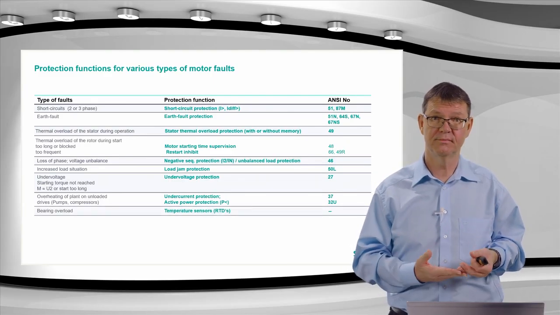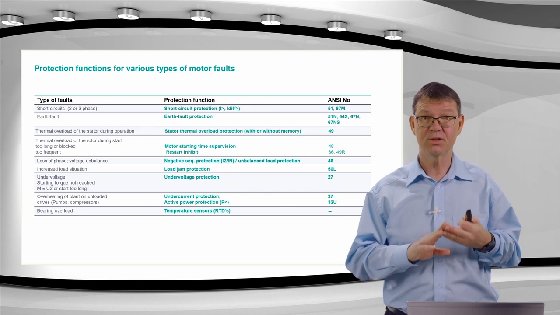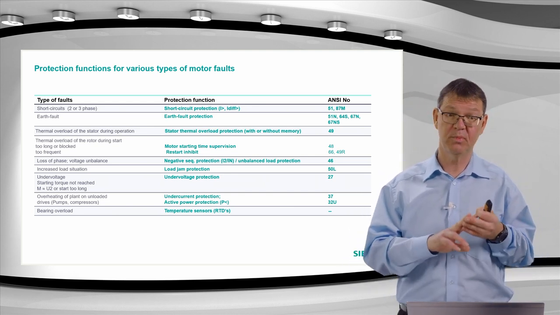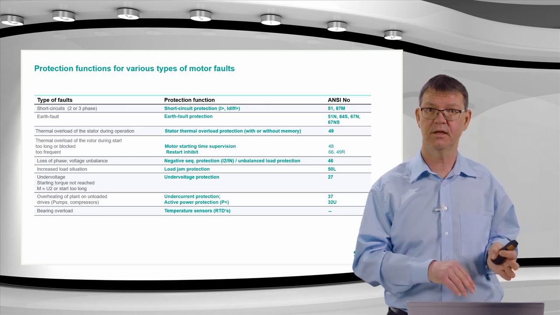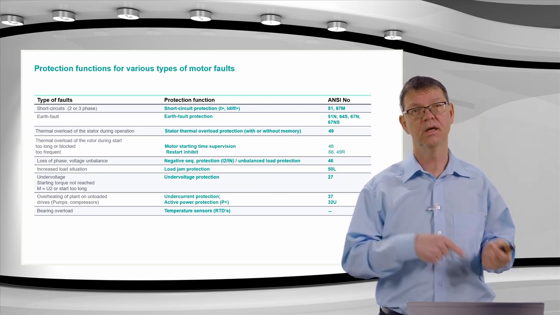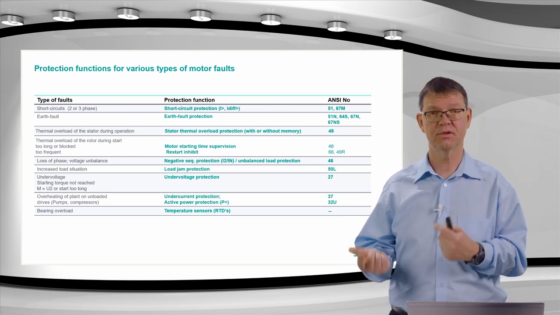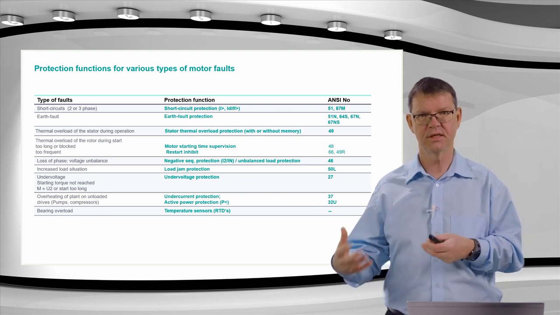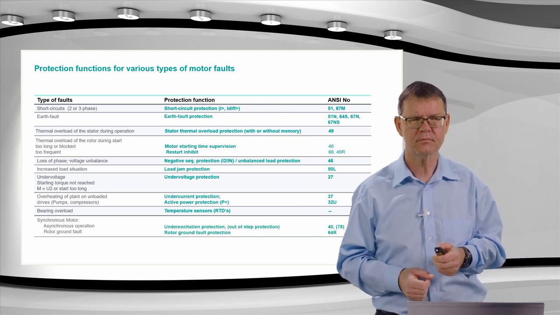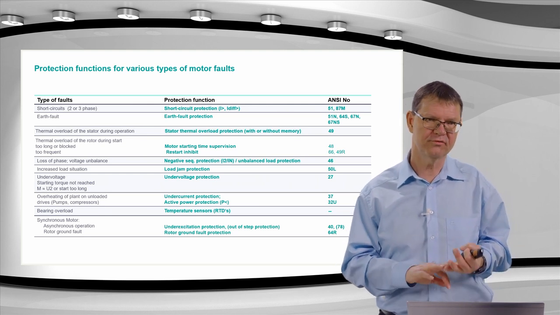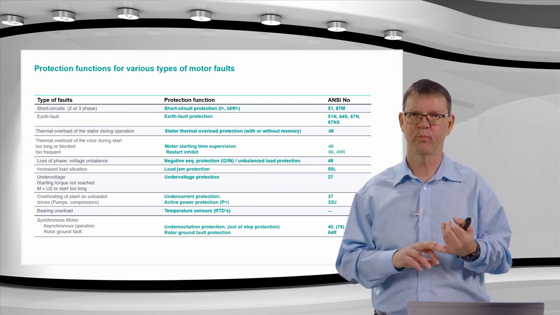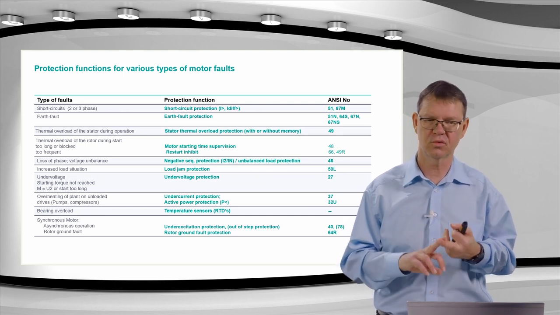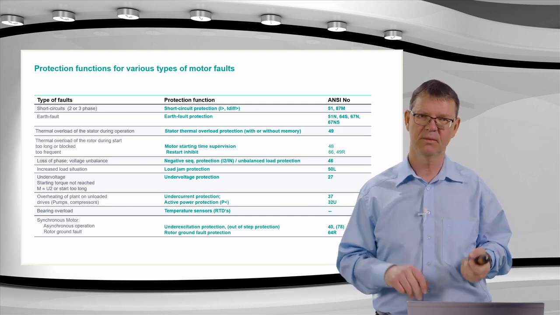Bearing overload, so if the bearing heats up, this we cannot detect via measuring the current, but we can apply temperature sensors there at the bearings. This is normally done, and we bring these temperature sensors to our Ciprotec relays and give an alarm if the temperature is too high, so we can integrate these temperature sensors. And then for the synchronous motor, finally, we have some special functions like the under-excitation protection, out-of-step protection, rotor ground fault protection, and maybe a couple of others.